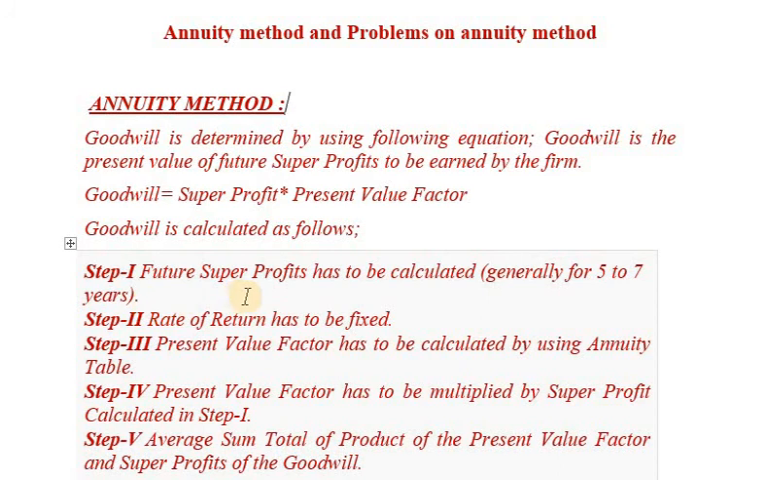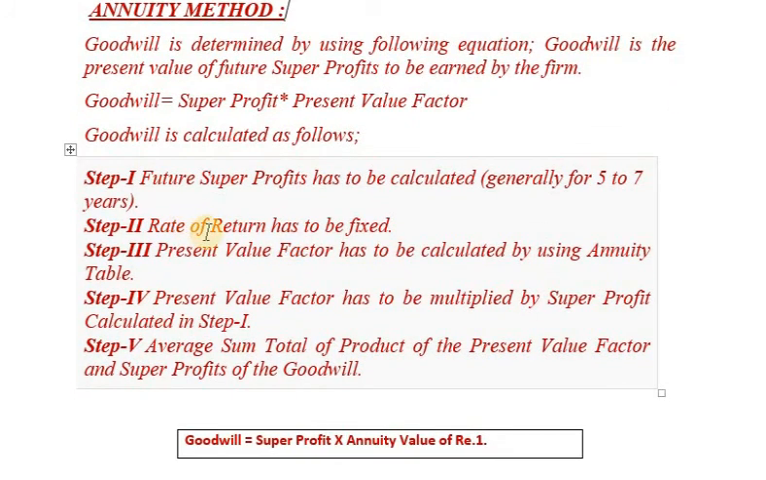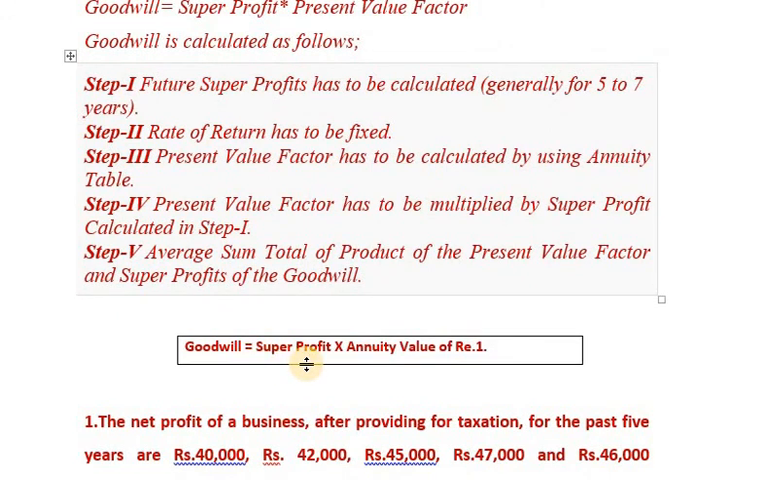Step number 1. Future super profits have to be calculated, generally for a span of 5 to 7 years. Step number 2. Rate of return has to be fixed. Step number 3. Present value factor has to be calculated by using the annuity table. Step number 4. Present value factor has to be multiplied by super profit. Step number 5. Average the sum total of the products of the present value factor and super profits to get the goodwill. Then goodwill is equal to super profit into annuity value of ₹1.